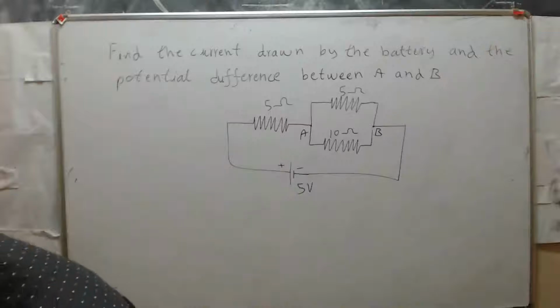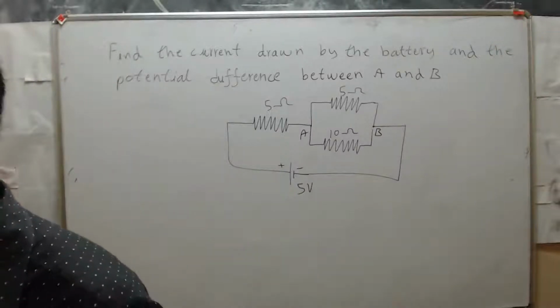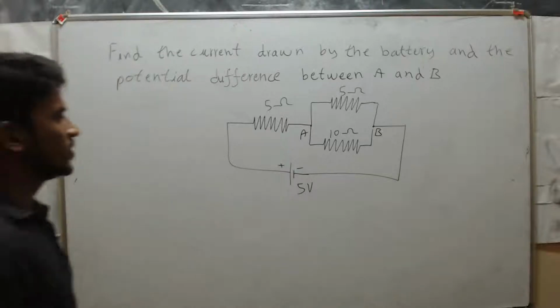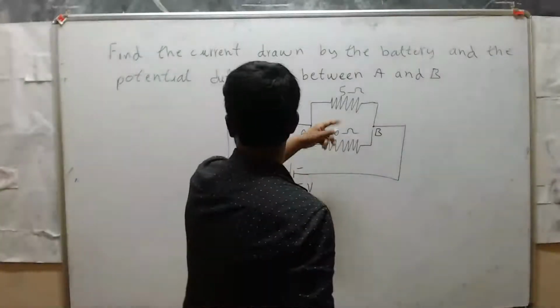Yes, overall current I is equal to 0.5 A. Okay. 0.6 ampere. Okay. So first solve these two resistors.